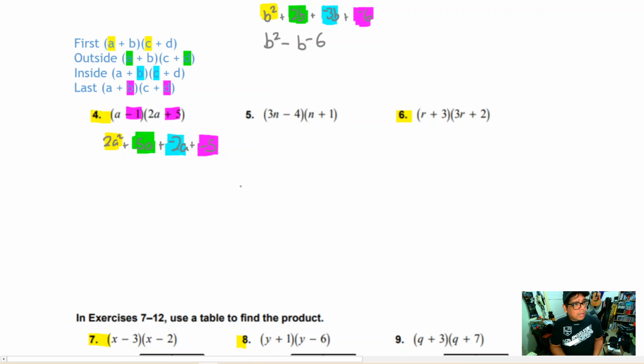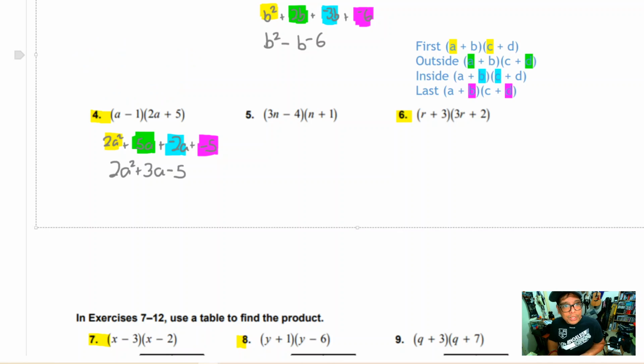Okay, so we have done all of the FOIL. Now we just have to combine things together. Clean this up, make it look nice. 2a squared, 5a plus negative 2a, that's 5 minus 2, or positive 3a. And then plus a minus 5, that is minus 5. There is my FOIL.